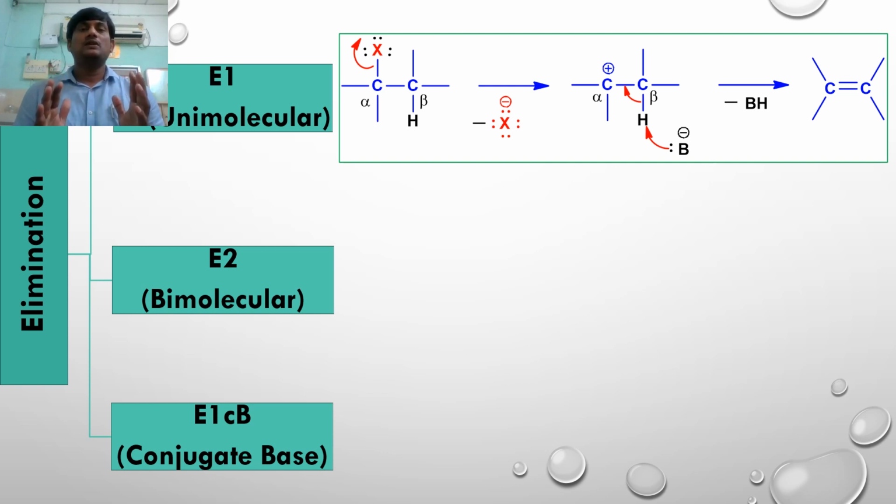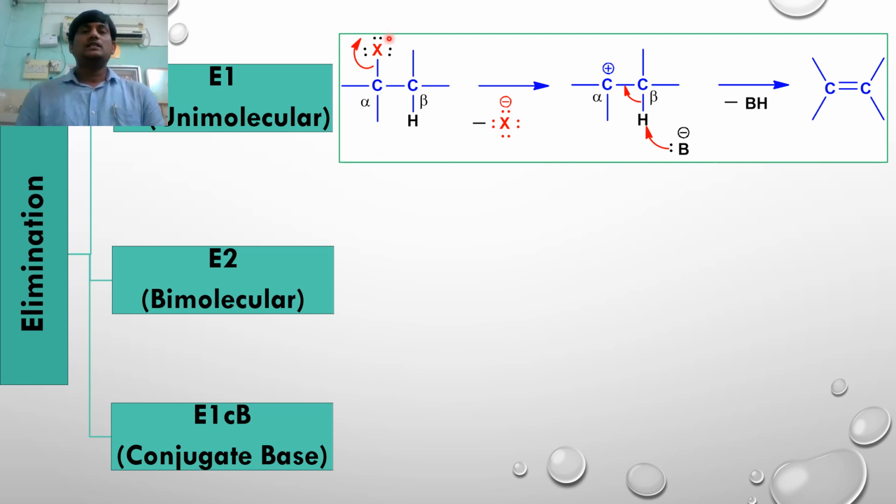In first step, there is an elimination of leaving group from the reaction center and there is a formation of carbocation intermediate. After that, there is an abstraction of the proton by the base and there is a formation of alkene. The first step is the slowest step. In this step, there is an involvement of alkyl halide, means there is an involvement of one molecule, so the molecularity of the reaction is 1.